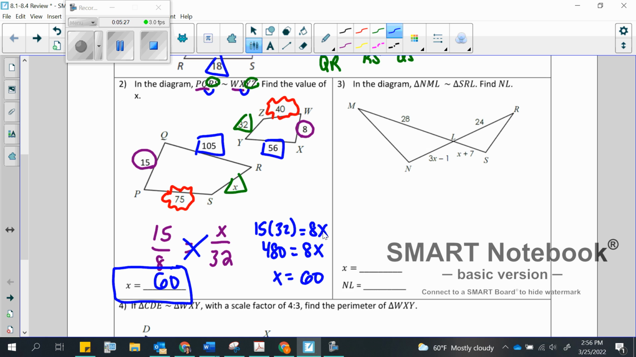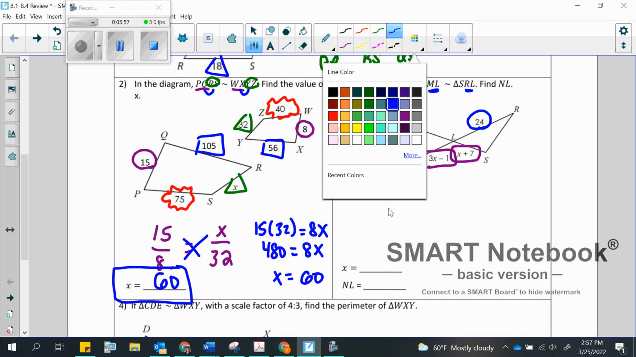Okay? Next one, in the diagram, triangle NML is similar to triangle SRL. So let's match up the corresponding sides. So here's one triangle, here's the other. ML is corresponding to RL. So that means that NL and LS have to be corresponding. So I'm going to go from the left triangle to the right.